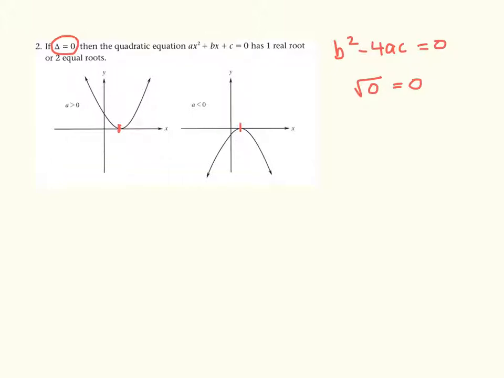Okay, and you can see the two different drawings here. One is where a is greater than 0. So remember, a is the number in front of the x squared. And in this one, a is less than 0. And that determines whether the quadratic equation, or the parabola, is concave up or concave down.